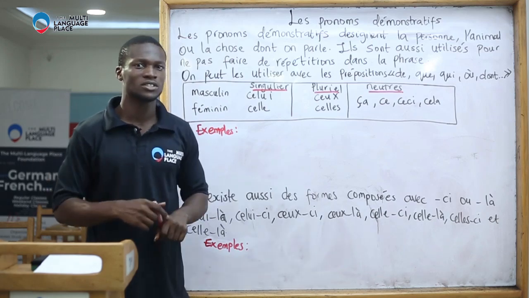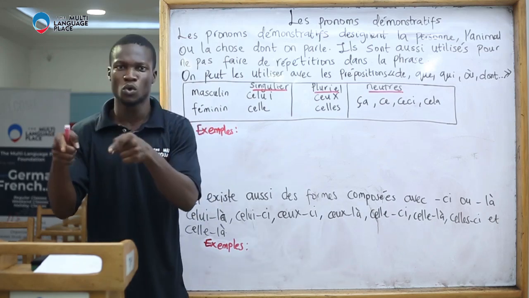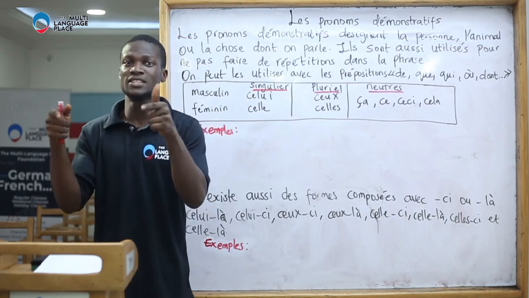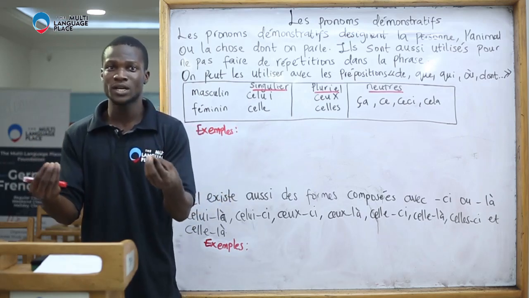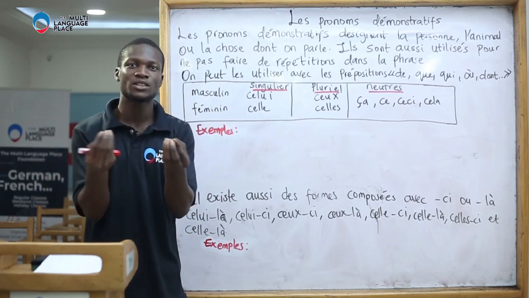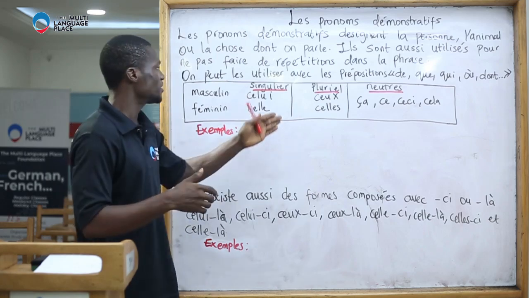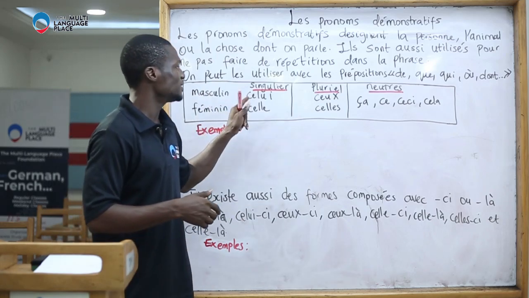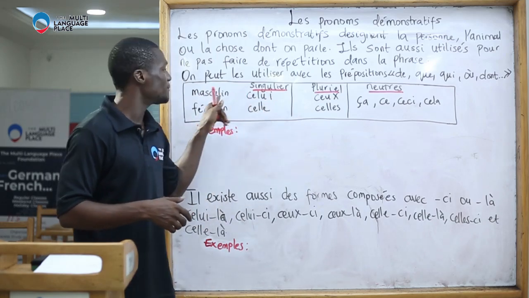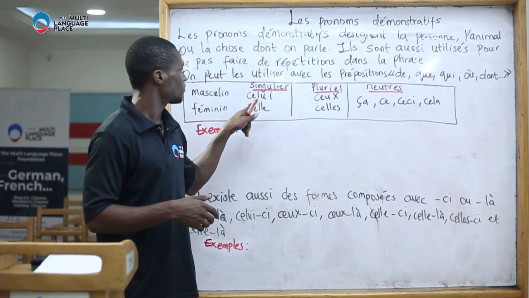And what are these demonstrative pronouns? How do you say this one, that one? How do you make those references? What are the words you use in French? We have the table here. Masculin, singulier. Celui.